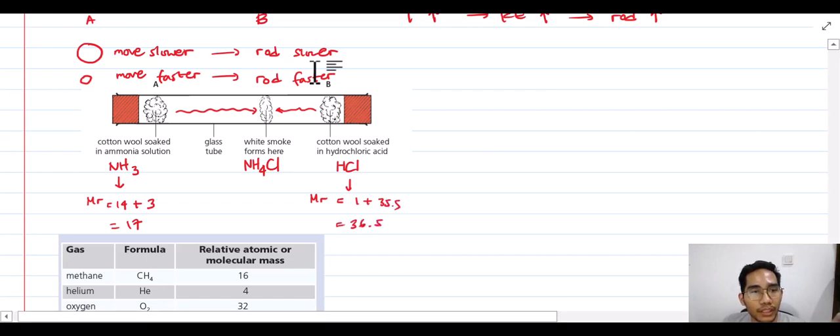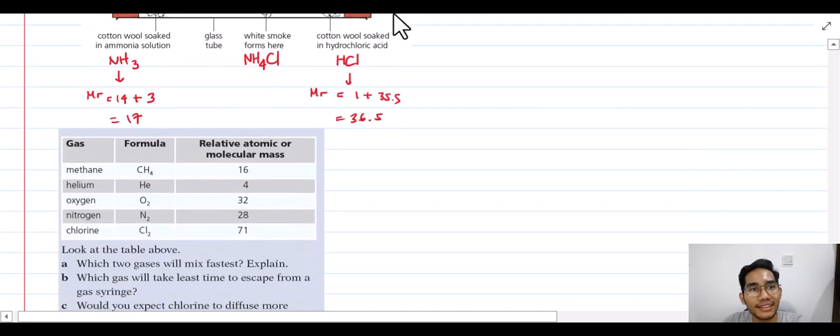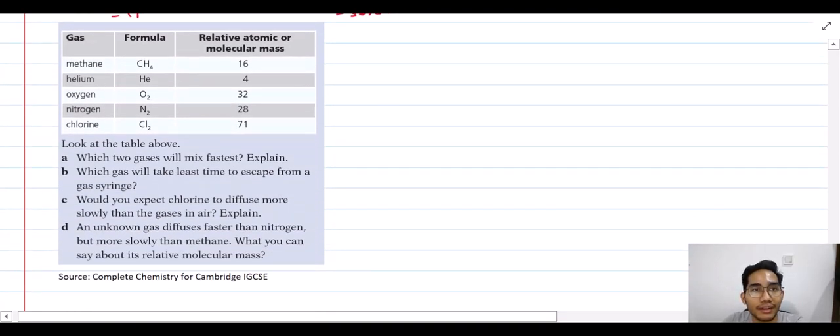Now, from this, we can conclude that the heavier the particle, the slower the rate of diffusion. Got it? Okay, now let's continue on with a question.